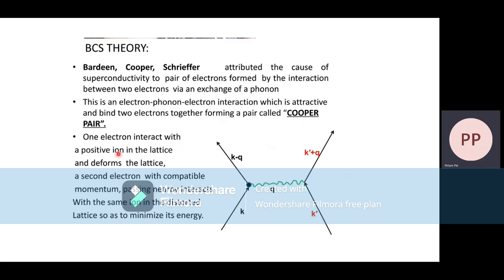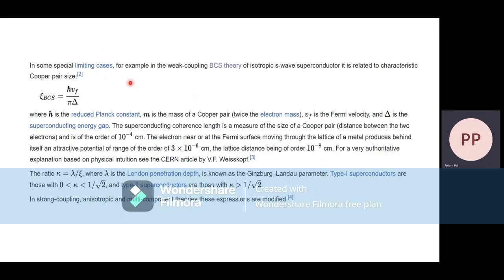One electron interacts with a positive ion in the lattice and deforms the lattice. The second electron with a compatible momentum passing nearby interacts with the same ion in the deformed lattice so as to minimize its energy. As you can see, one momentum is k, and after releasing the phonon, it's k minus q. Again it's interacting, and as the direction has been changed it's k prime, then it becomes k prime plus q. Okay, then it's understood.